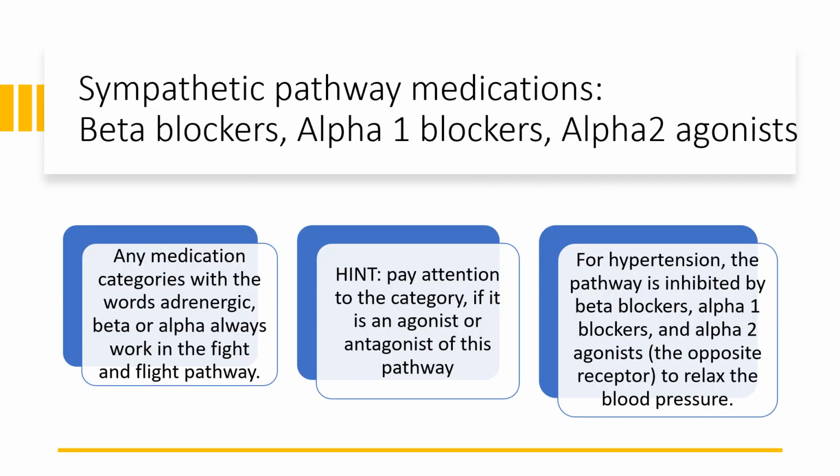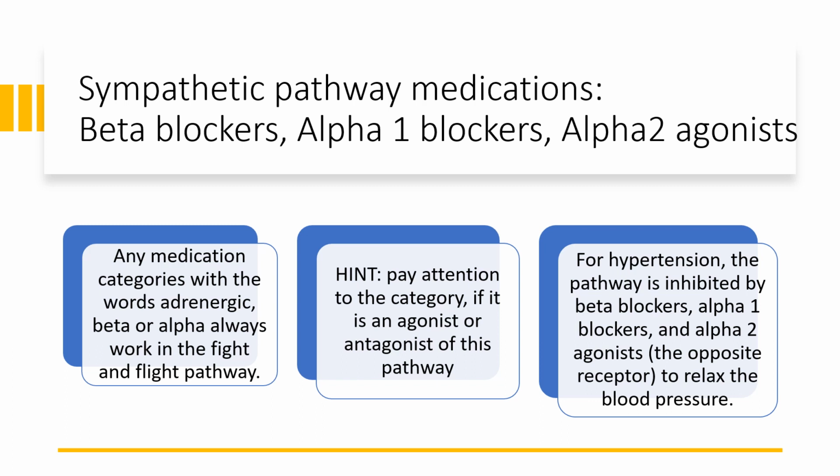So this is just a quick summary slide now of the sympathetic pathway medications. It's the betas and the alphas. Just FYI, as you're going through nursing school, any medication categories with the words adrenergic, beta, or alpha are always working in the fight and flight pathway. The hint in the middle says to pay attention to the category, if it's an agonist or an antagonist.